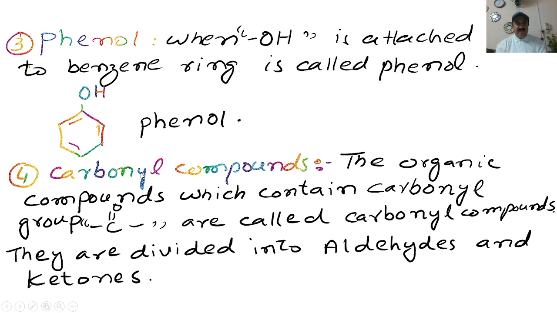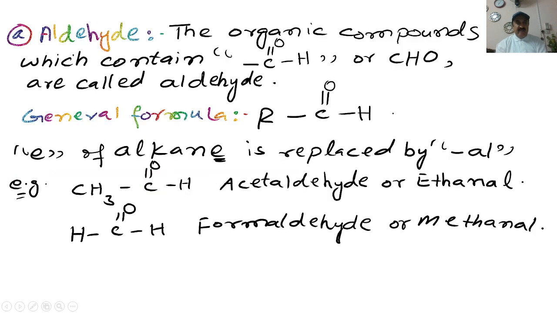The next one is carbonyl compounds. The organic compounds which contain the carbonyl group, this is called the carbonyl group, are called carbonyl compounds. They are divided into aldehydes and ketones. Aldehydes: the organic compounds which contain this functional group, CHO, are called aldehydes. The general formula is RC double bond OH. The E of alkane is replaced here by AL.